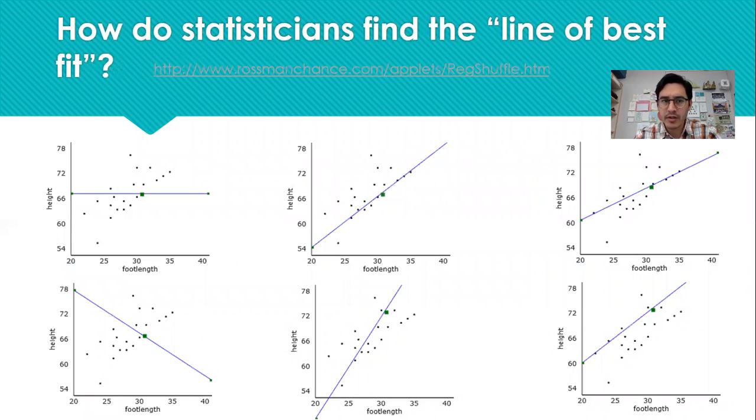All right, so let's start with this question. How do statisticians find the line of best fit? After all, there are many possible lines we can draw through a scatter plot. Here I have a scatter plot showing foot length versus height, and I've created 6 different lines. Some seem to be pretty good fits and some seem to be pretty poor fits. So how do we know which line is the best? Are any of these 6 lines the best, or is there one that's better than these 6?